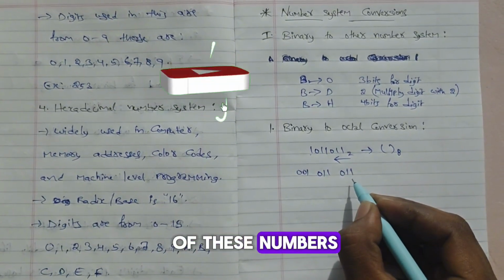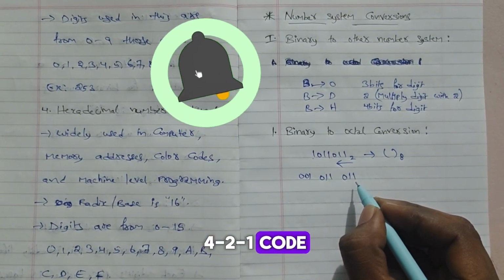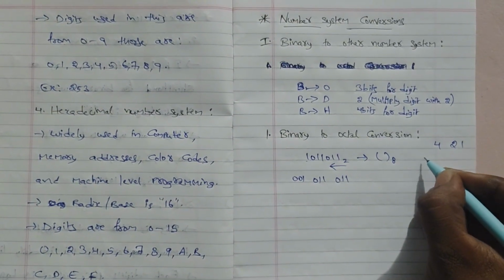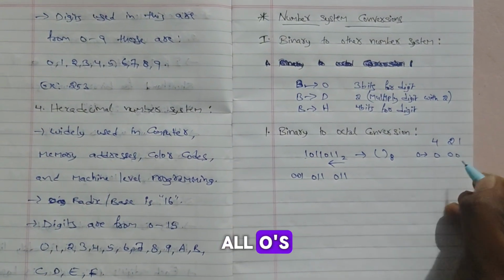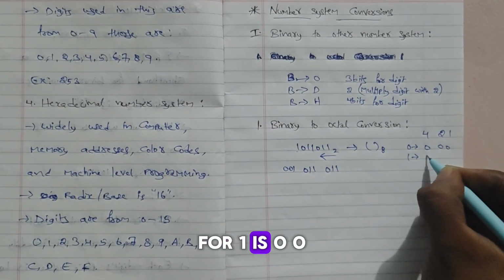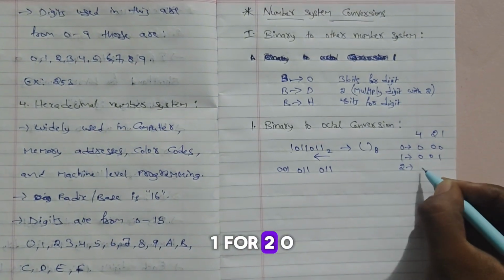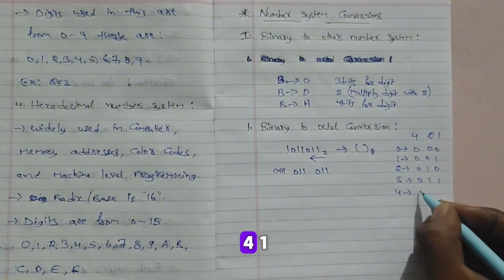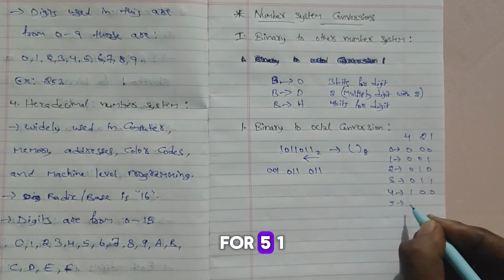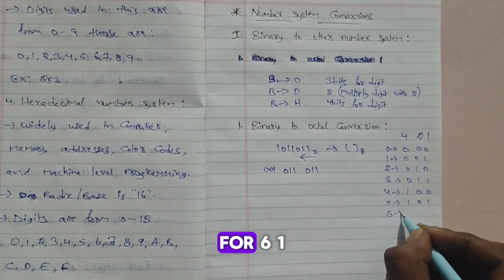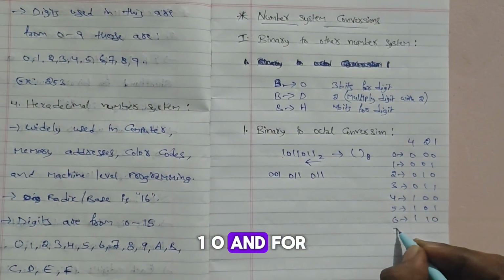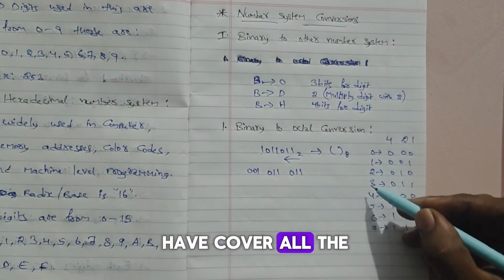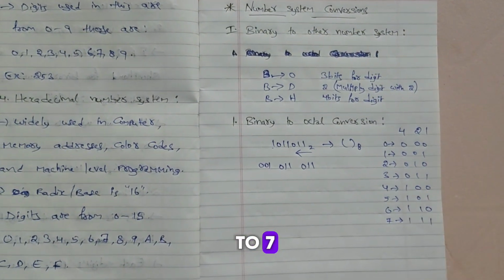To know the values of these numbers, we want to know the 4 2 1 code. The 4 2 1 code is like this. For 0, it is all zeros. For 1, it is 0, 0, 1. For 2, 0, 1, 0. For 3, 0, 1, 1. For 4, 1, 0, 0. For 5, 1, 0, 1. For 6, 1, 1, 0. And for 7, 1, 1, 1. In this way we cover all the octal numbers from 0 to 7.